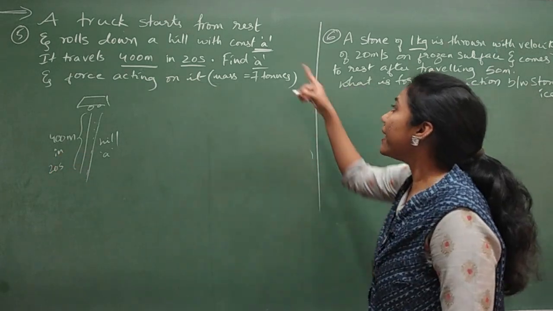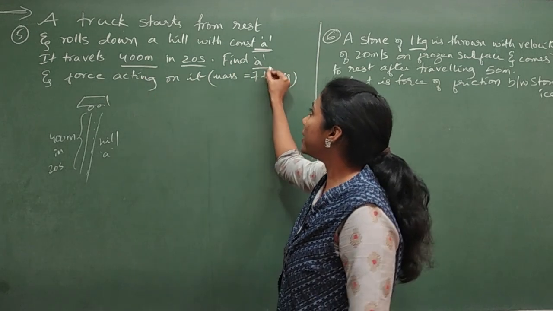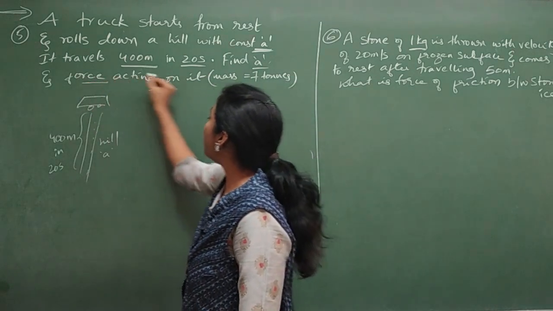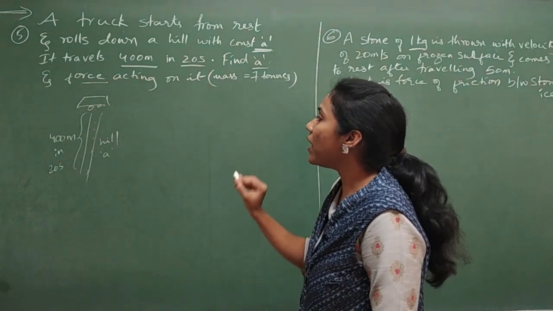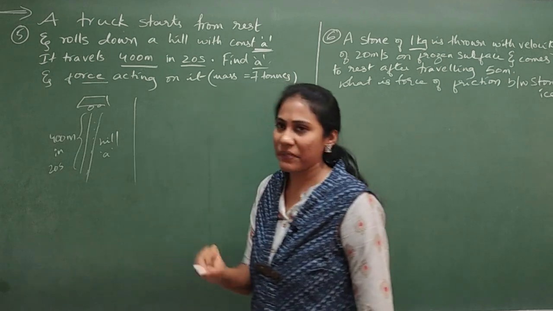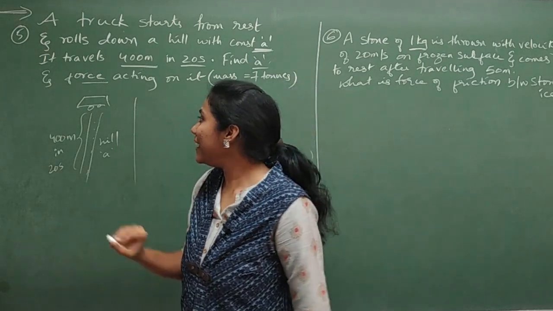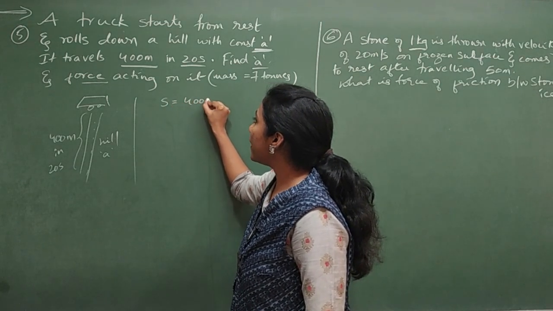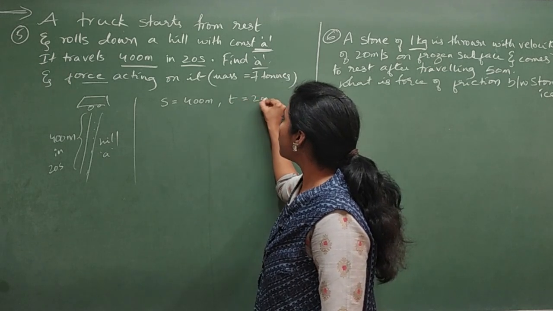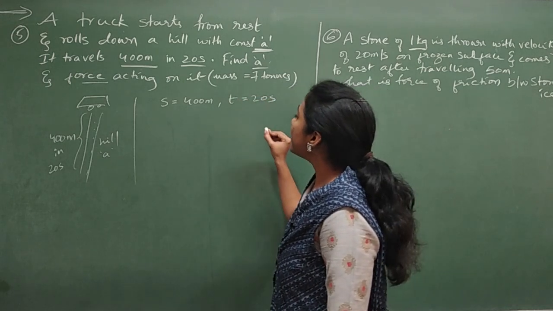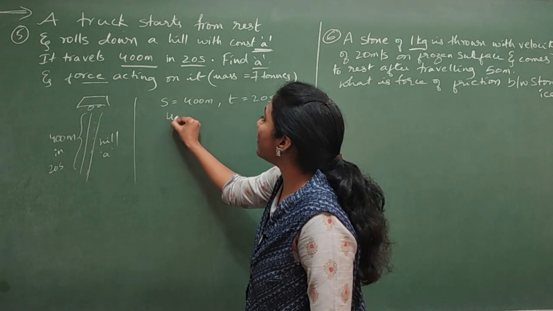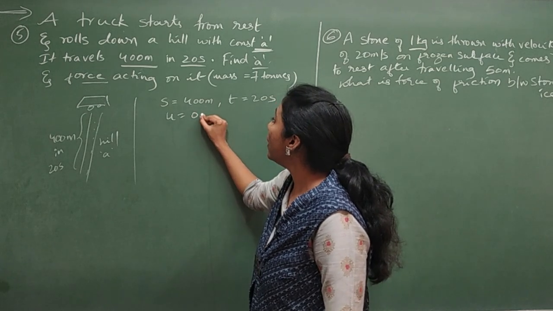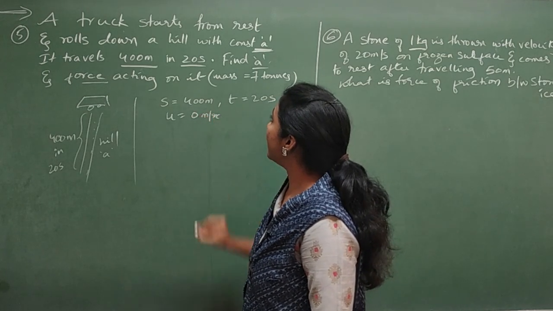Find A first. There are two things that you need to find here. One is A, the other one is the force acting on it. So first let us find A. It's very simple. How do you find A here? Distance S is given: 400 meters. Time is given: 20 seconds. And what else is given? Initial velocity. The truck starts from rest, which means initial velocity is equal to 0 meters per second, right?